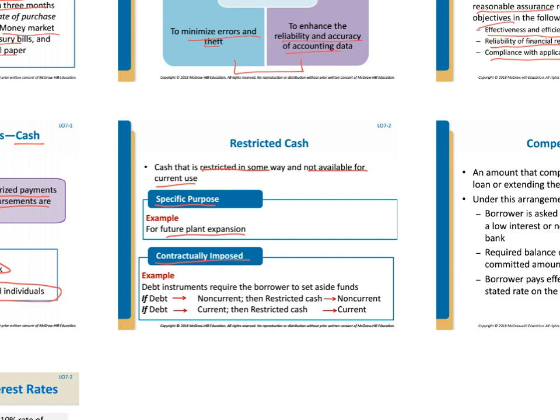However, if it's contractually imposed, meaning that, for instance, we might be required because we borrowed money to keep a certain set of money set aside as restricted cash that we can't spend, then we have to consider what the contract is classified as. If the debt, for instance, is classified as non-current, then the restricted cash is non-current. But if the debt is classified as current, then the restricted cash is classified as current.